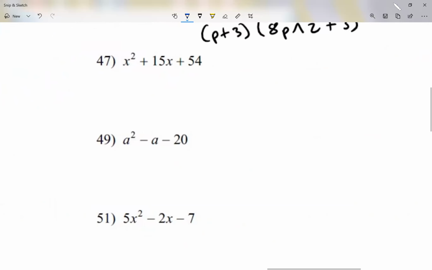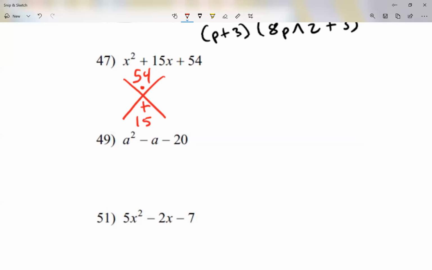All right, let's take a look at question number 47. I'm going to do my diamond method because my first number is a 1. So I'm thinking 2 numbers multiplied is equal to 54. When I add my numbers is equal to 15.